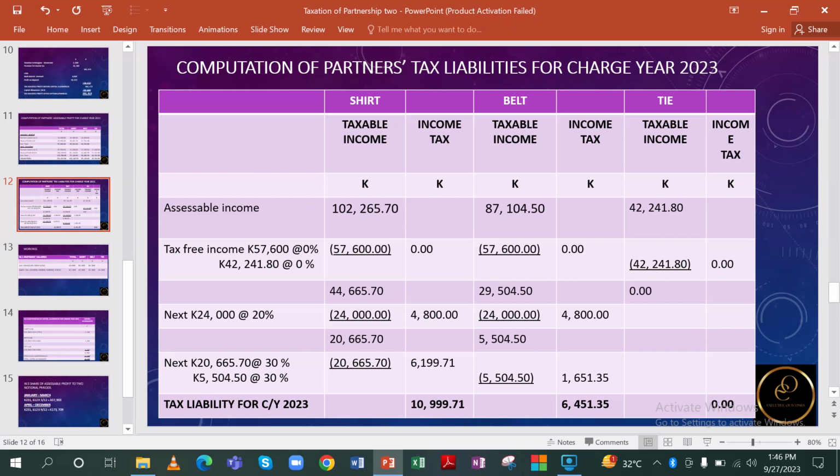So under Shet, we are going to remove the first layer of income to be taxed to the tune of 57,600, which is taxed at 0%. Therefore, we pay tax of 0 kwacha on that amount. So that reduces it to 44,665 kwacha 70 ngwe.